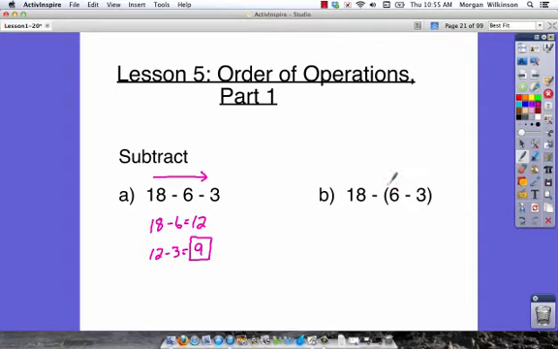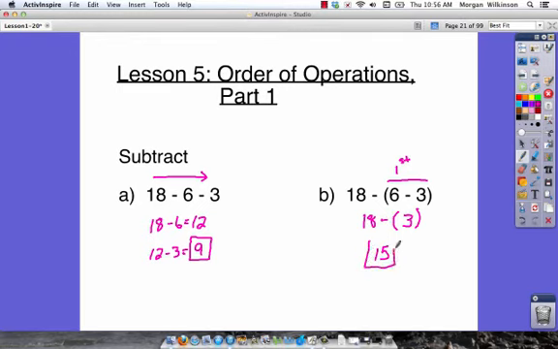When we look at a problem like this and we see parentheses, we always want to do everything within the parentheses first. Okay, the parentheses always tell us what to do in the beginning. It tells us the order of operations. So 6 minus 3, that's 3. We're going to put it in parentheses, and we're going to say 18 minus 3. Now, 18 minus 3, that's equal to 15.